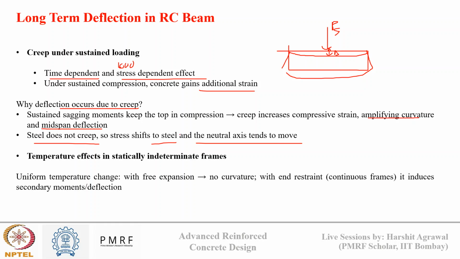Now, apart from creep, one final factor which accounts for long-term deflection is the temperature effect. In a statically indeterminate frame, temperature effects can also come into account. Under uniform temperature change, when there is free expansion, there is no curvature. However, if the ends are restrained, as in a continuous frame, it induces secondary movement and deflection in the frame due to temperature gradient. However, from a design point of view, we generally ignore the effect of temperature gradient because its magnitude is very small compared to creep and shrinkage. So whenever we are talking about design, we just talk about deflection due to creep and deflection due to shrinkage.